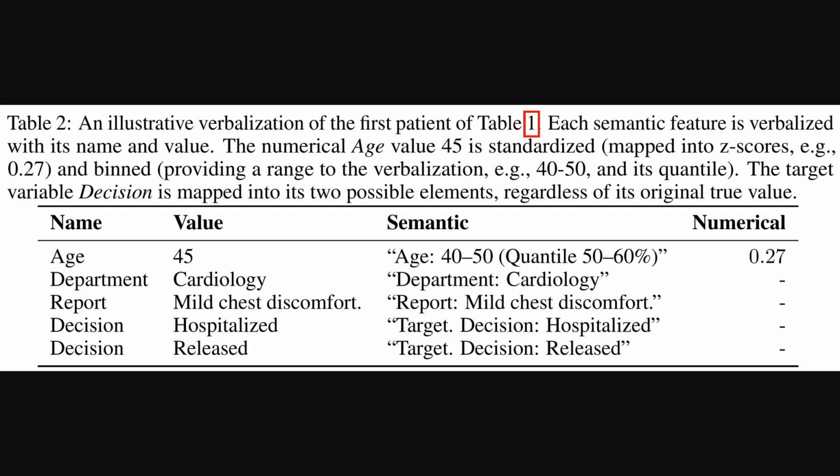Okay, so building on that architecture, this next table gives a concrete example of the verbalization process we touched on. We can see how different patient features are transformed. For example, an age of 45 is turned into the semantic text, age 40 to 50, quantile, 50 to 60%, where a quantile indicates its relative position within the data, and also into a standardized numerical z-score, which measures how far that age is from the average in terms of standard deviations. Similarly, text features like department and report are verbalized, and importantly, potential decision outcomes are also verbalized, like target, decision, hospitalized, which is key to making the model target-aware.